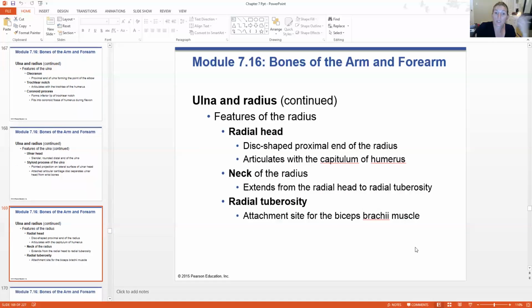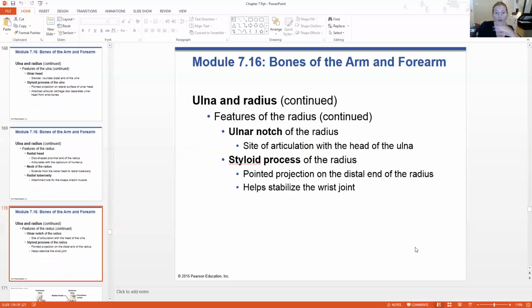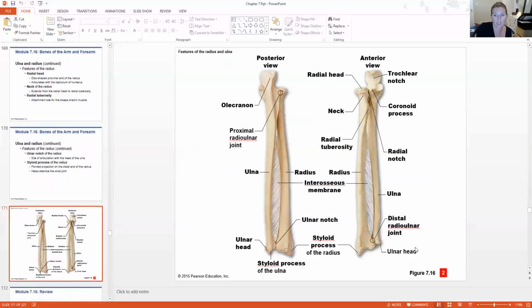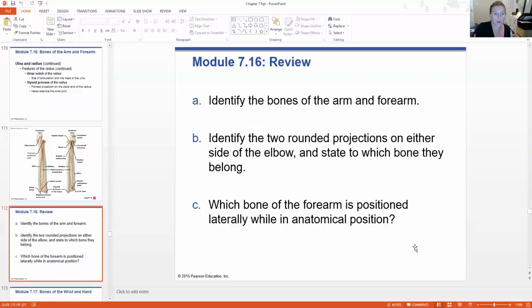The radius has a radial head, which is on the proximal side, a neck, and a radial tuberosity, and an ulnar notch and a styloid process, which is on the distal end. Here they are. Again, you'll get to know them and see how they articulate more succinctly when we get to lab. It's a lot harder to learn these things by just looking at them two-dimensionally. You can pause the video, go back and answer these questions.